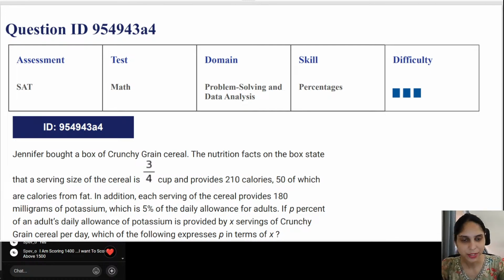So the first easy question is question number 3. That's on page number 3.